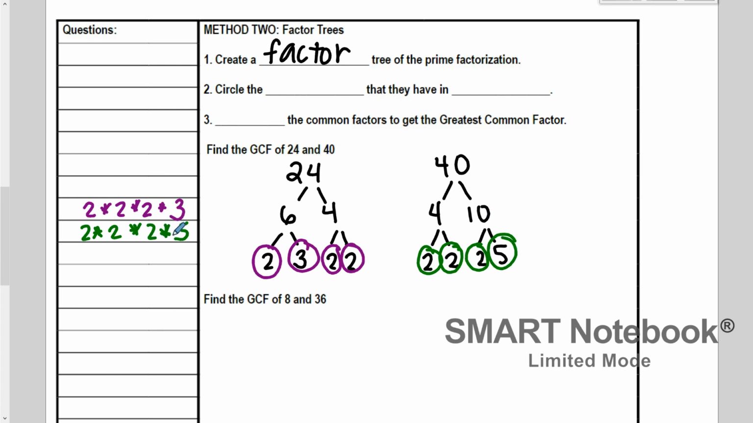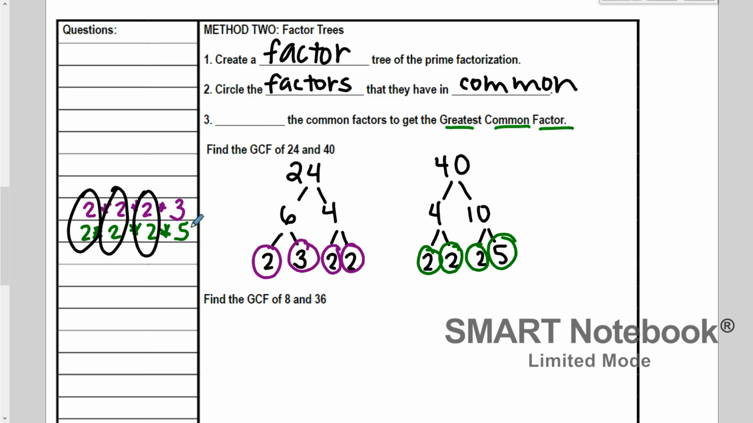All right, and remember we are finding the greatest common factor. So what we do now is we circle the factors that they have in common. Those prime factors that they have in common. Okay, so we have 1, 2 that's in common here, another 2 that's in common here, another 2 that's in common here, and the 3 and the 5 are not common, so we don't circle those.